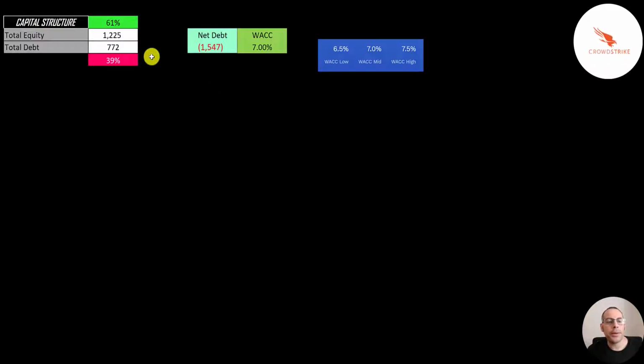Let's look at the capital structure. They have 1.2 billion of equity, 770 million of debt. So they're 61% equity, 39% debt. But they have enough cash on their balance sheet to pay off all their debt and still have 1.5 billion of cash left over. I use the middle WACC on Finbox, 7%, and that's the discount rate we're going to apply to the future cash flows.